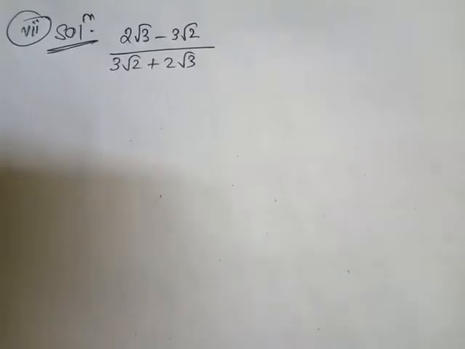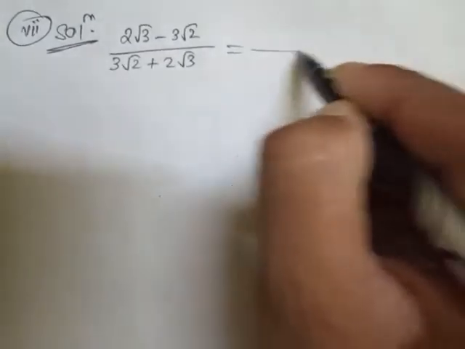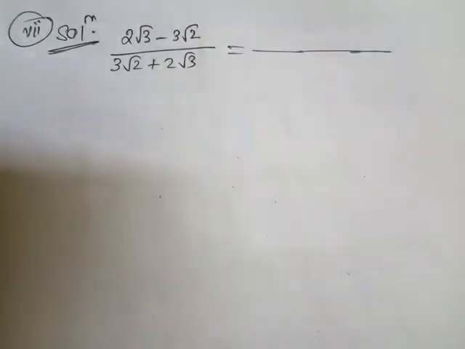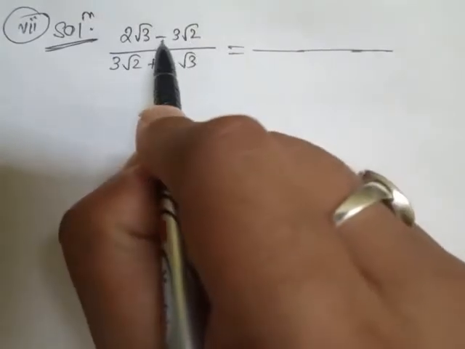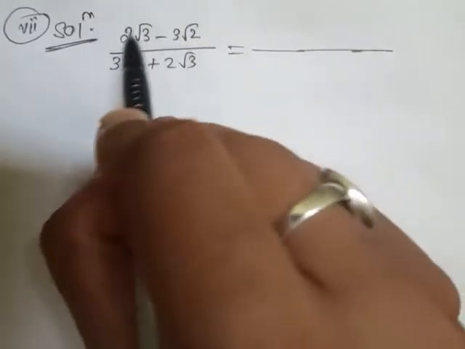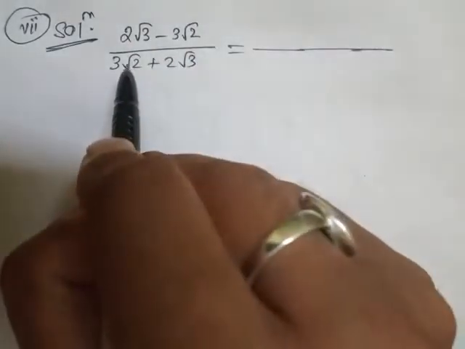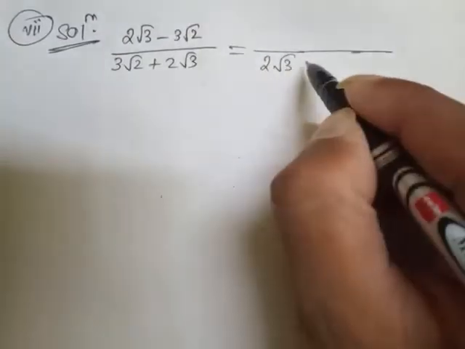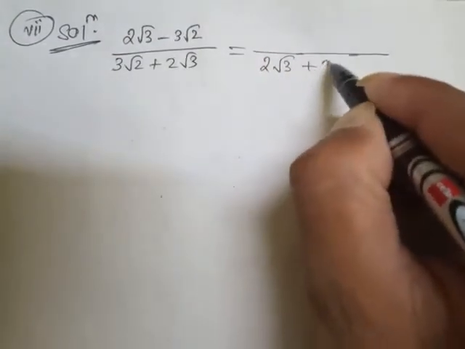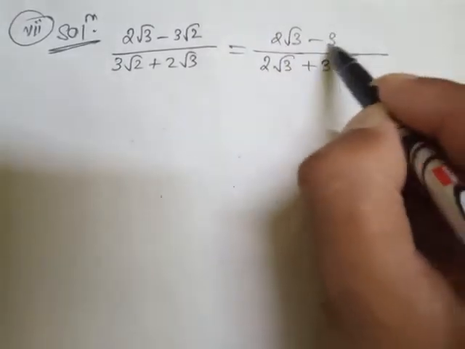Now students, look here: (2 root 3 minus 3 root 2) by (3 root 2 plus 2 root 3). Here I will just make one change. Since there is a minus in 2 root 3 minus 3 root 2, we cannot change the numerator, because if we change it, the minus will be here. Now here is a plus, so we can change it to 2 root 3 plus 3 root 2 and 2 root 3 minus 3 root 2.